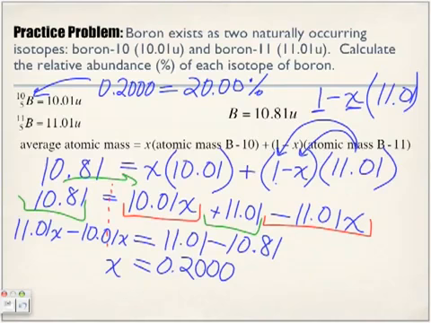Which means 20% is of the first boron, the boron 10. What percentage is the boron 11? 80, because it will give us a total of 100%.